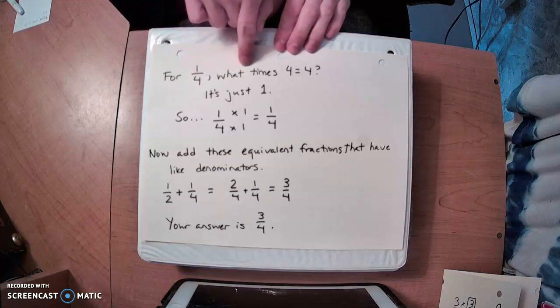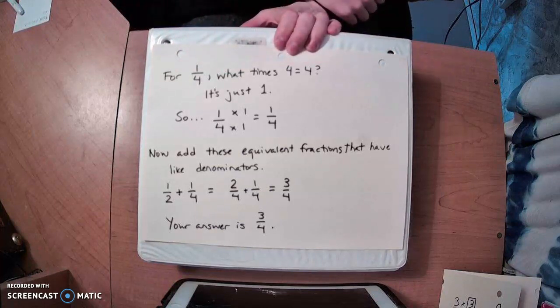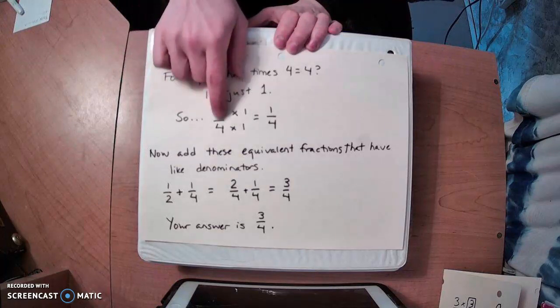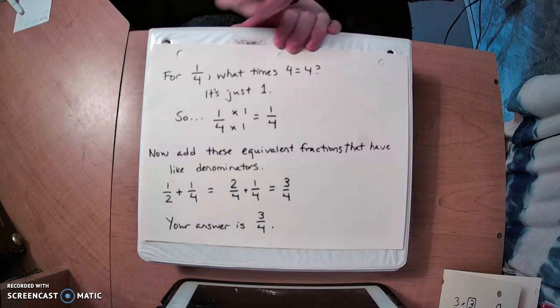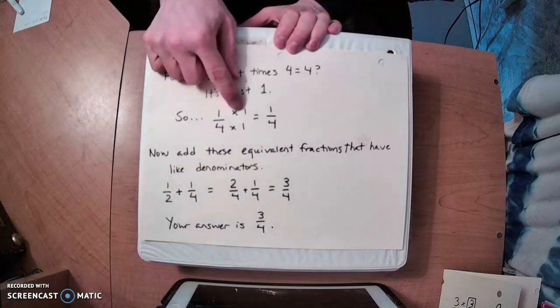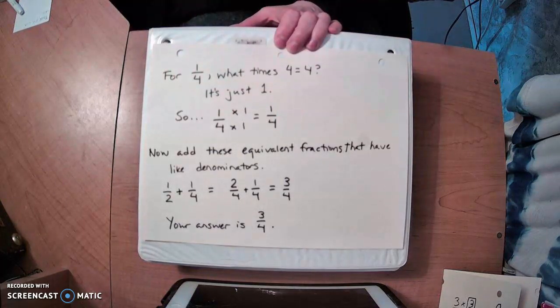For 1 over 4, what times 4 equals 4? Well, it's just 1, right? So we multiply both the numerator and the denominator, or the top and the bottom, by 1. 1/4 times 1 over 1 equals 1/4.